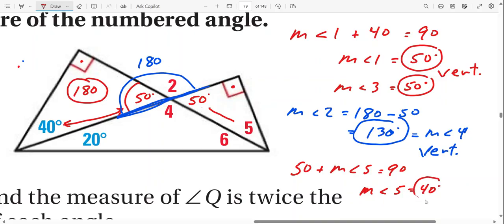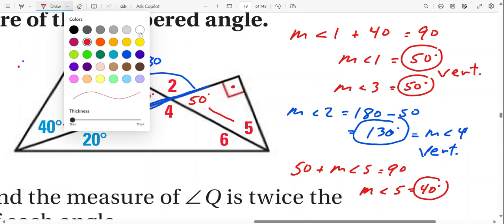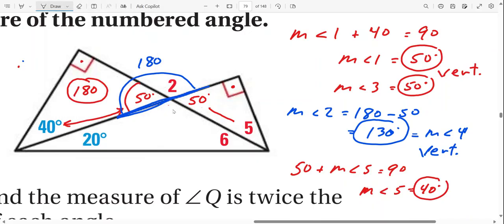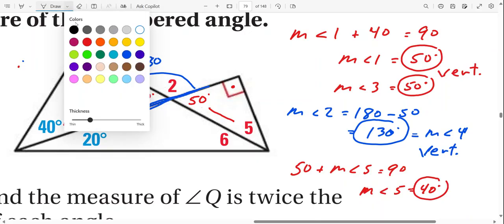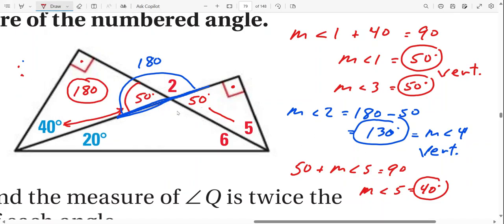All right. So angle 5 was 40. And angle 4, we said, was also 130, because they were verticals, right? We found angle 2, and angle 4 was also 130.